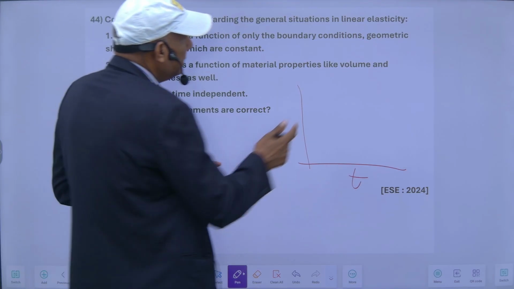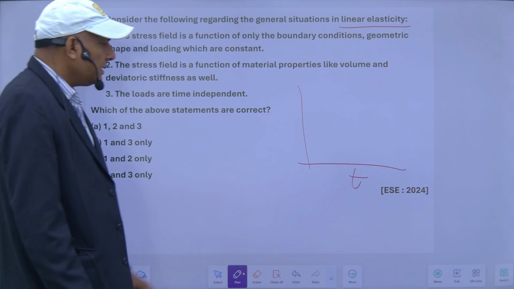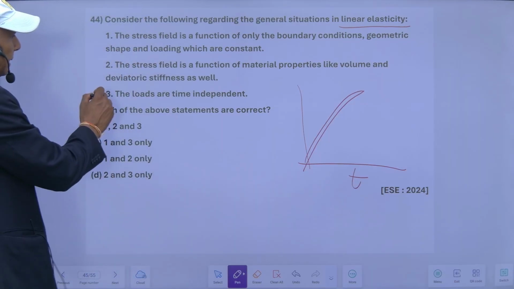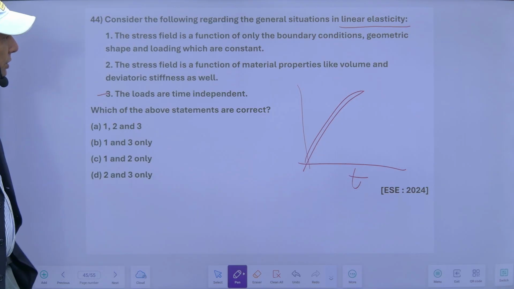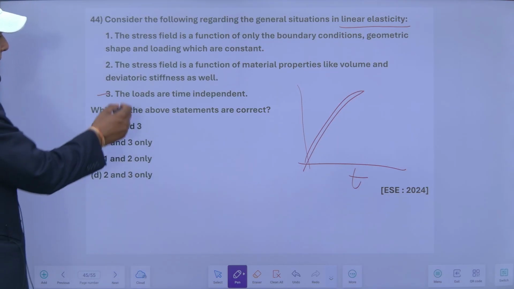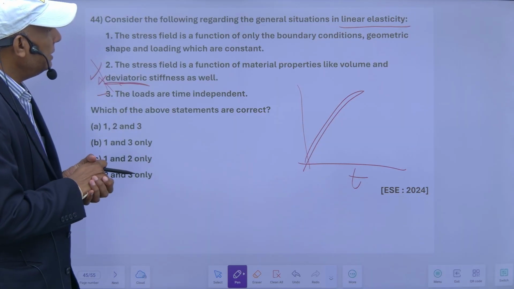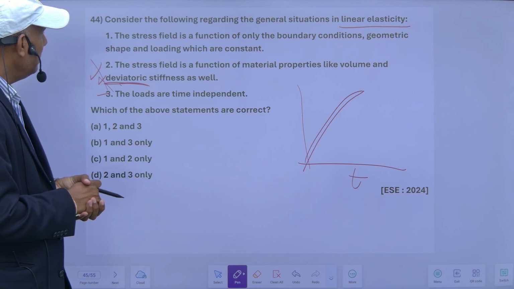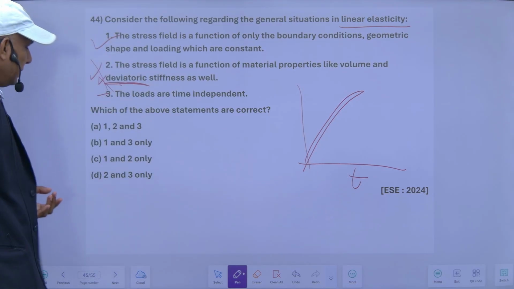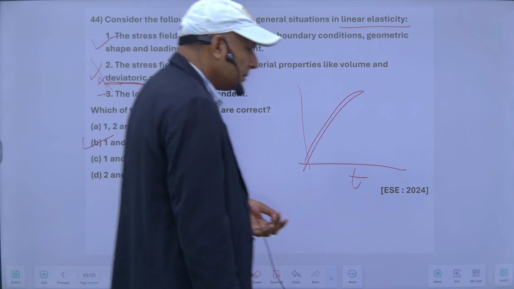So in case of linear elasticity, the loads are time independent, since it will regain its original position, this will follow this one. And the stress field is a function of material properties like volume and deviatoric stiffness. This is no. So the stress field is a function of only the boundary condition, geometric shape and loading which are constant. Yes. So 1 and 3, this B is the correct answer.